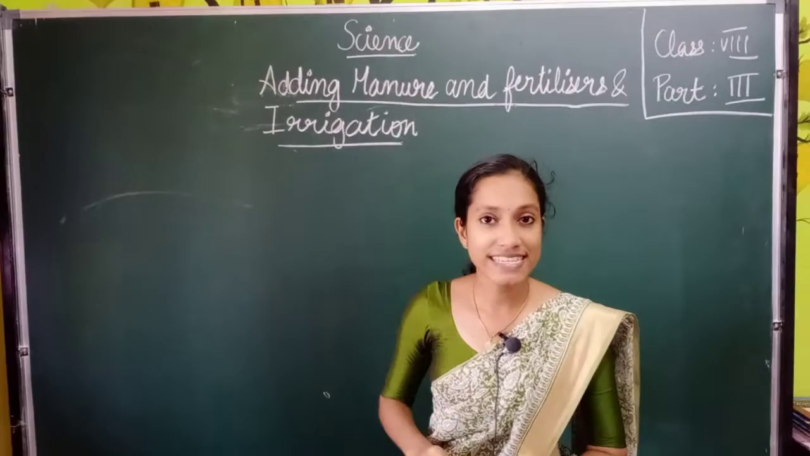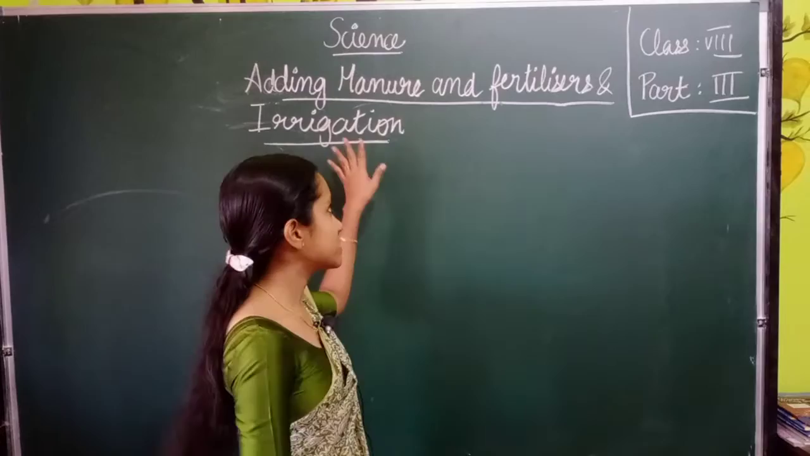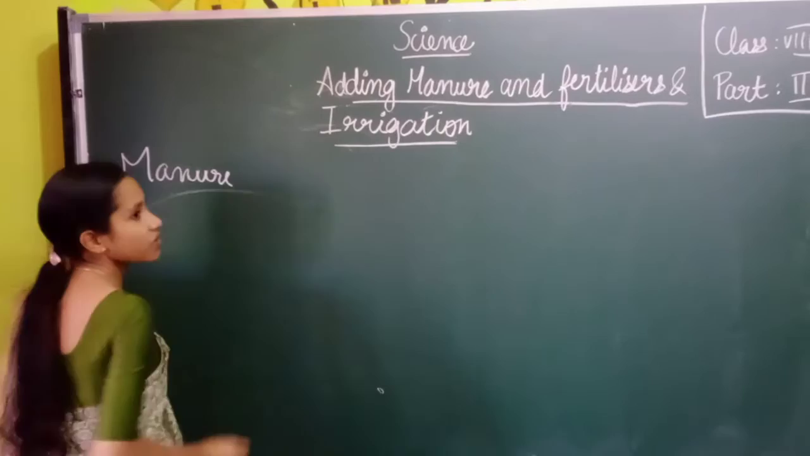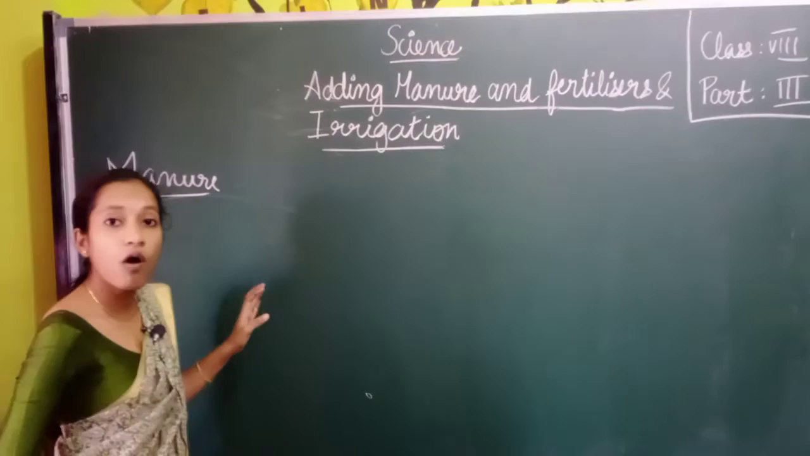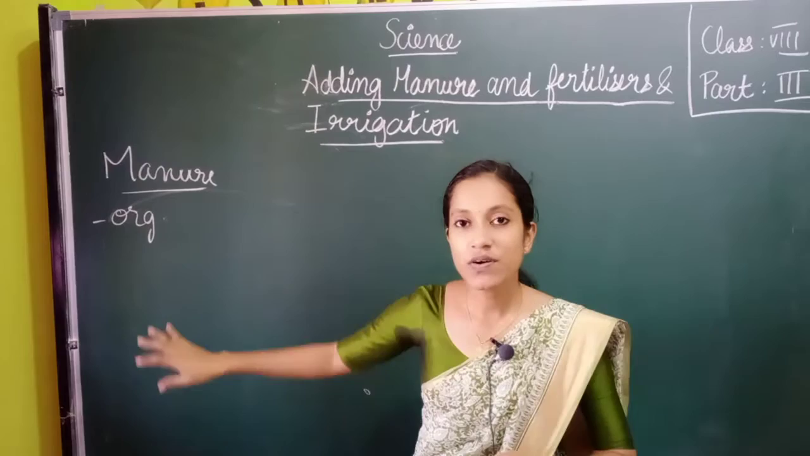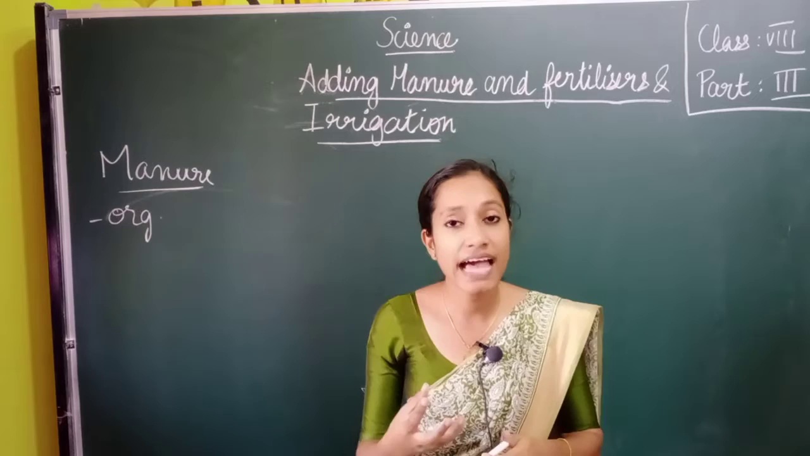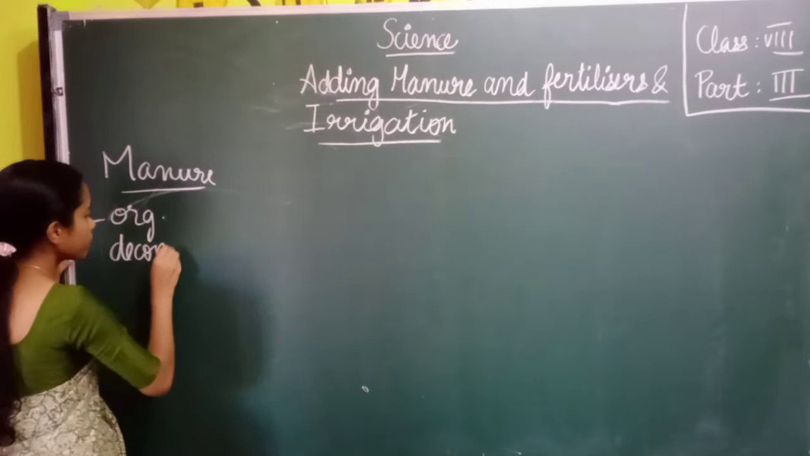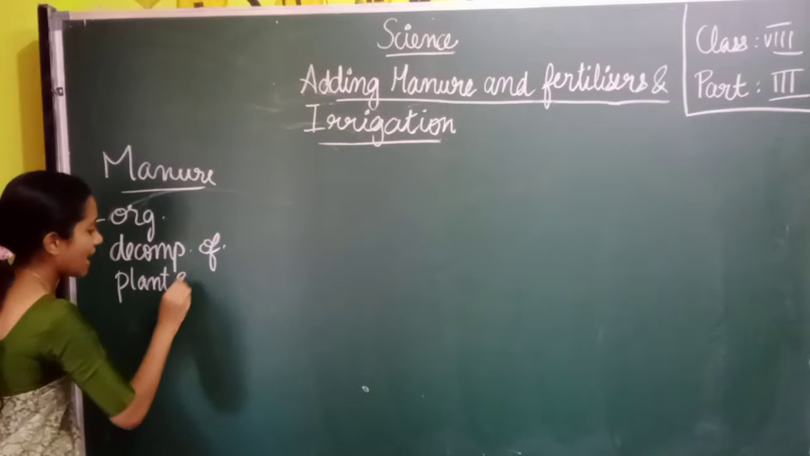Okay, so children, coming on to this topic, do you remember what is manure and what are fertilizers? Manure. As the name indicates, they are organic substances only. They are from organic origin, meaning what? They are naturally obtained. Understood. So you understood that they are obtained by decomposition of plant and animal waste. Manure was obtained from the decomposition of plant and animal waste. So therefore it was of a natural origin.